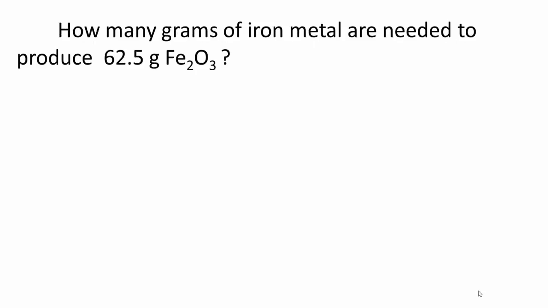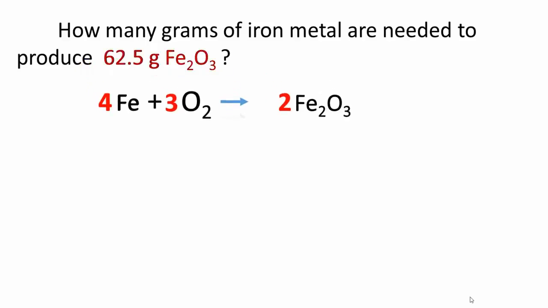Now let's kick it up another notch and do a gram to gram problem. This question asks how many grams of iron metal are needed to produce 62.5 grams of iron 3 oxide. We're going to start with our balanced chemical equation again. Identify our starting value, 62.5 grams of iron 3 oxide. This time our desired value isn't moles, it's grams of iron. So let's begin. We're going to write down our starting value, what we're converting from. We've included both the unit and the substance.